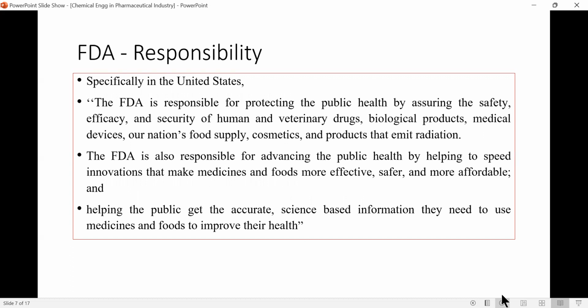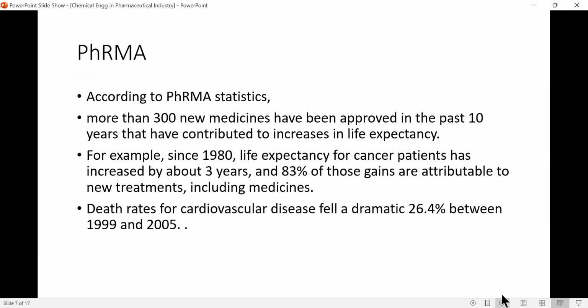What is the role or responsibility of the FDA? The FDA is responsible for protecting the public health by assuring the safety, efficacy, and security of human and veterinary drugs, biological products, medical devices, food supply, cosmetics, and products that emit radiation. The FDA is also responsible for advancing the public health by helping to speed innovations that make medicines and foods more effective, safer, and more affordable. It also helps the public get the accurate, science-based information they need to use medicines and foods to improve their health.